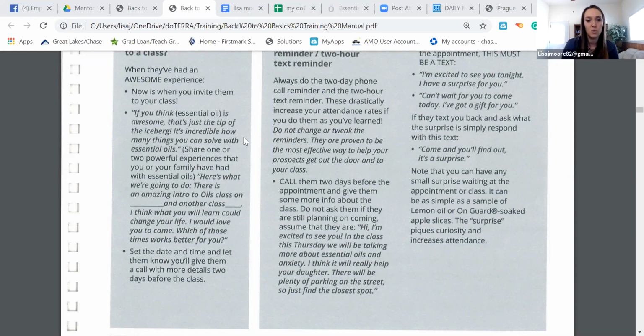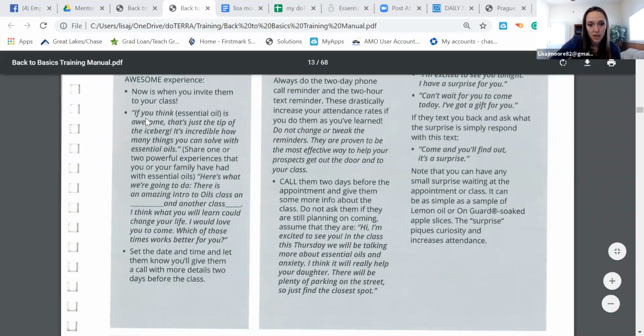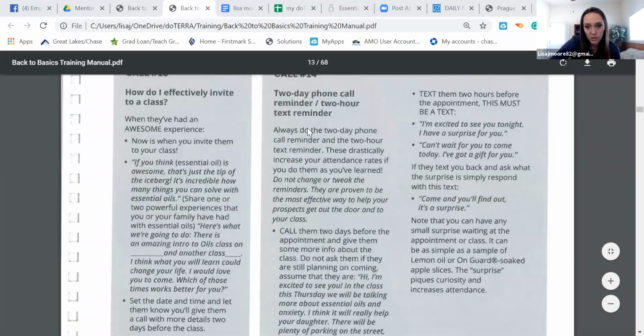You'll give them a call with details 2 days before the class, okay? So again, you're setting them up for being that you're going to contact them 2 days before. So then that would be the next touch. So then you're up to 4 touches when you're doing the reminder. All right. So, okay. I want you to practice that 3 times. Ready? We're all going to practice the invite 3 times.